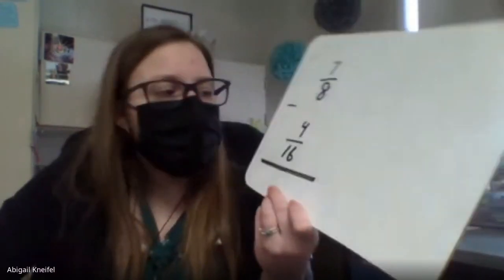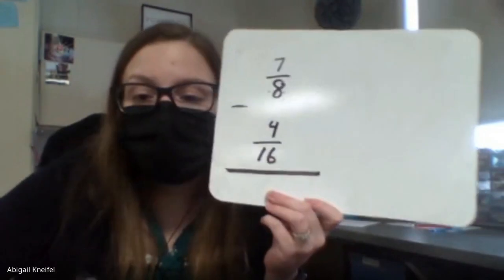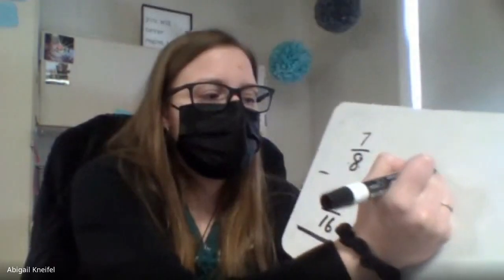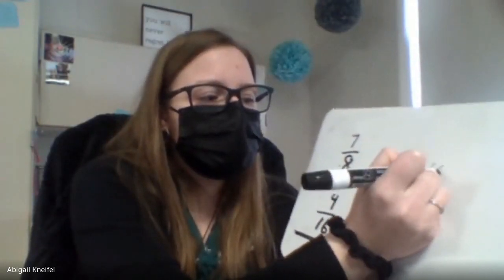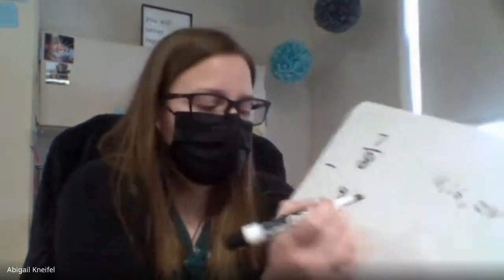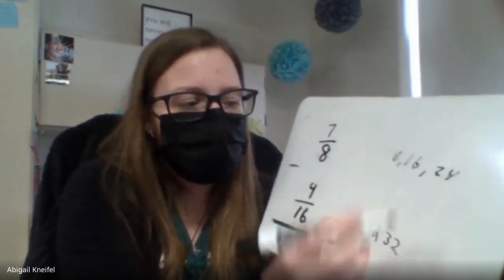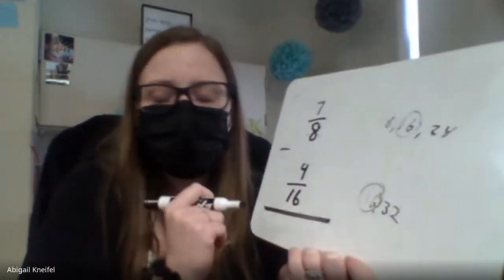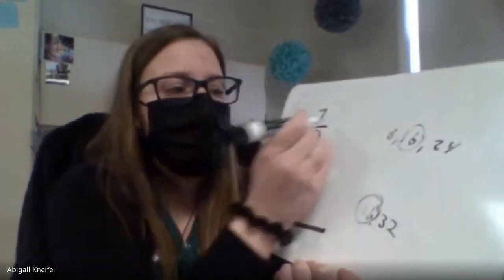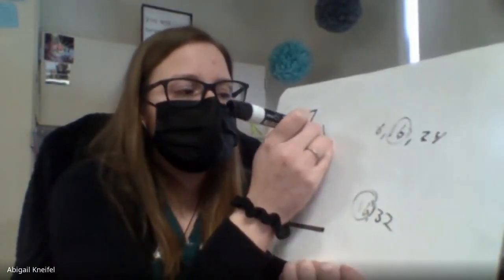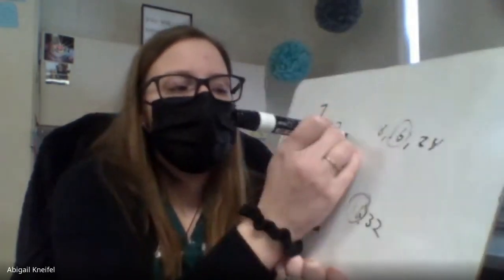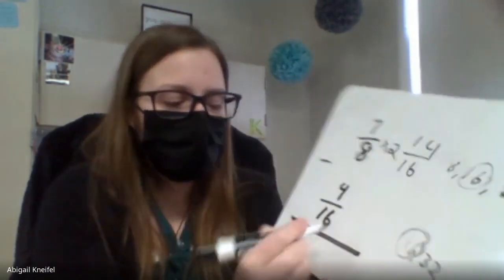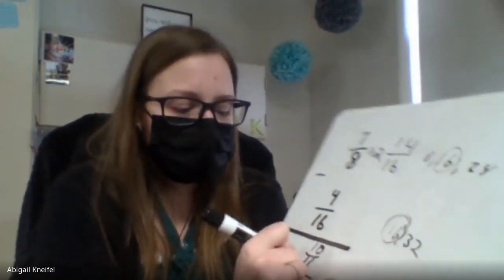All right. First things first is we have to find a common denominator between these two. So Mrs. Kneifel is first going to count by 8: 8, 16, 24. That's far enough. Ooh, 16, 32. Look, 16 is a common denominator. So I don't even need to change 4/16ths, but I do have to change 7/8ths. How many times do we multiply 8 to get to 16? Times 2. So 8 becomes 16 and 7 becomes 14. Now we have 14 minus 4, which is 10/16ths.